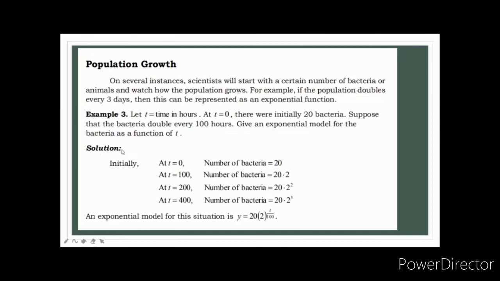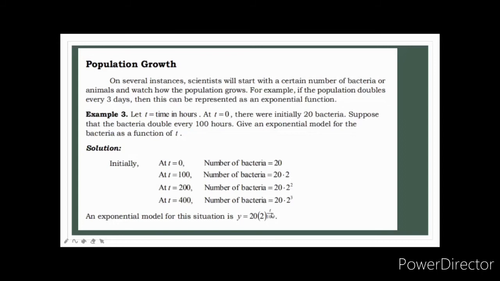Initially, at t equal to 0, the number of bacteria is equal to 20. At t equal to 100, the number of bacteria is equal to 20 times 2, because the bacteria double every 100 hours. Next is at 200. At 200, the number of bacteria is equal to 20 times 2 raised to 2. An exponential model for these situations is y equals 20 times 2 raised to t over 100.